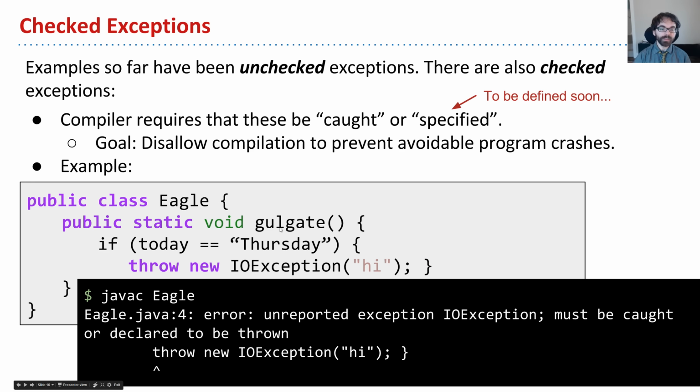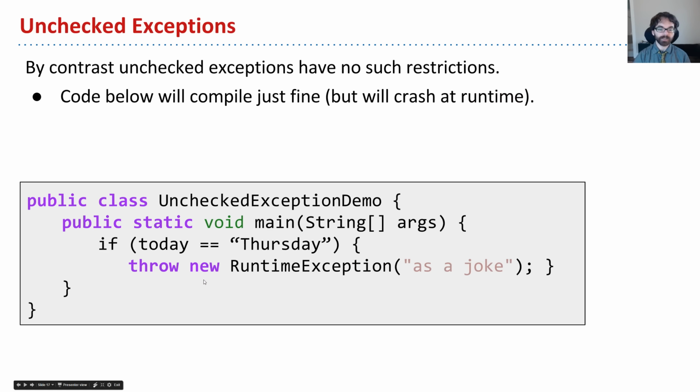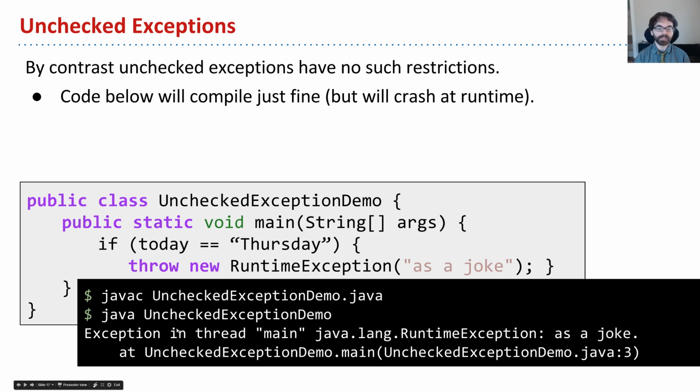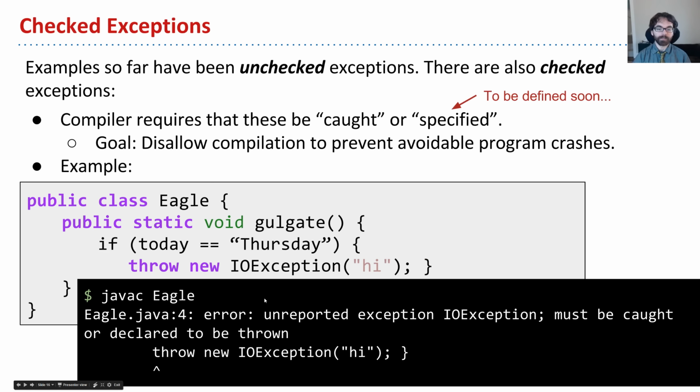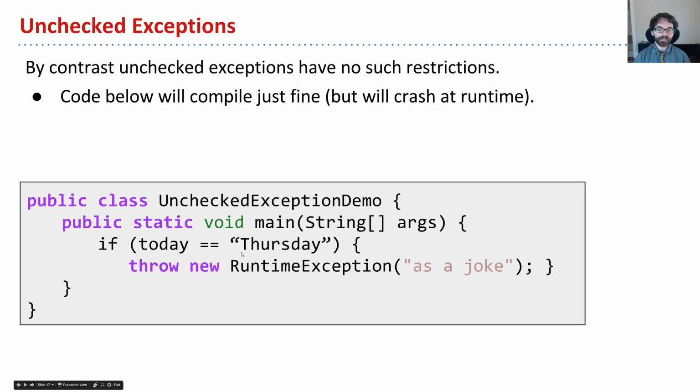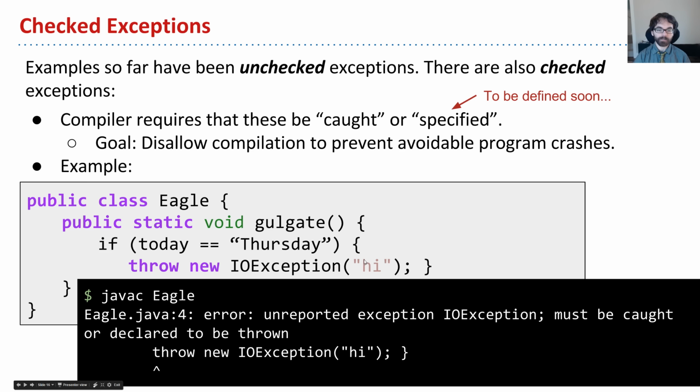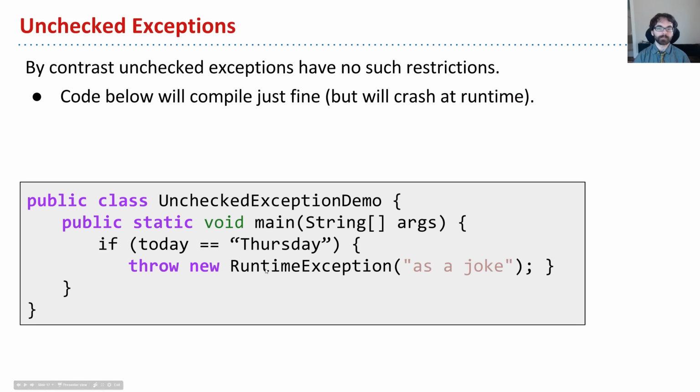Now contrast that with this alternate situation in the unchecked exception demo. It's almost the exact same idea. If today's Thursday, now we'll throw a new runtime exception. This code, if I try to compile it, is perfectly fine. And if I try to run it, well, it'll crash, of course, if it happens to be Thursday, and say, haha, got you. It's a weird joke. Who knows how their sense of humor works. The only meaningful difference between these programs is that this has a runtime exception and this has an IO exception.